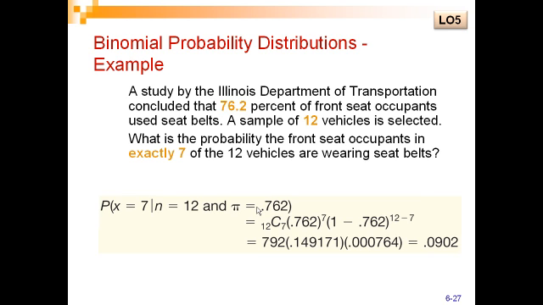To find the likelihood the occupants of exactly 7 of the sampled vehicles are wearing seat belts, we use the previous formula. In this case, n equals 12 and pi equals 0.762. You will get 0.0902. So we conclude the likelihood that the occupants of exactly 7 of the 12 sampled vehicles will be wearing their seat belts is about 9%.